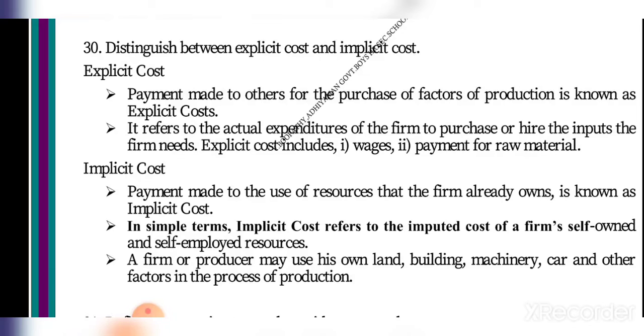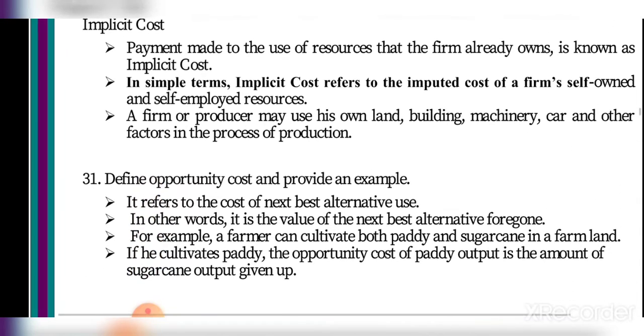Payment made for the use of resources that the firm already owns is known as implicit cost. Already it's inside the concern. In simple terms, implicit cost refers to the imputed cost of a firm's self-owned and self-employed resources. For example, the land, labor, all these things. A firm or a producer may use his own land, building, machinery, car, and other factors in the process of production. These are called implicit costs, implicit expenses. Cost means expense.